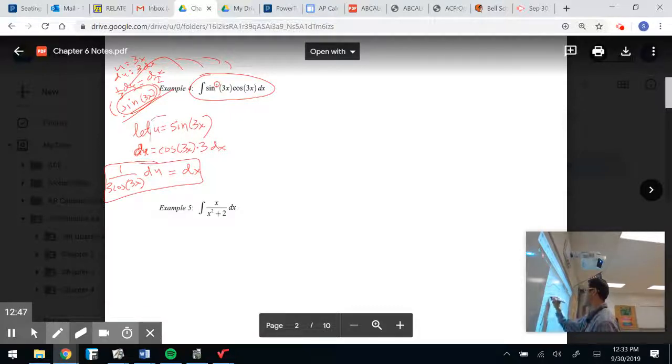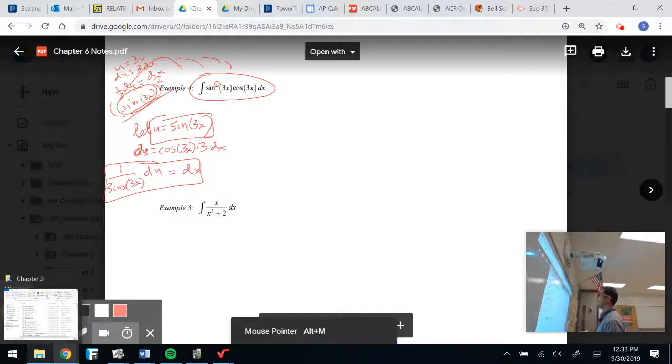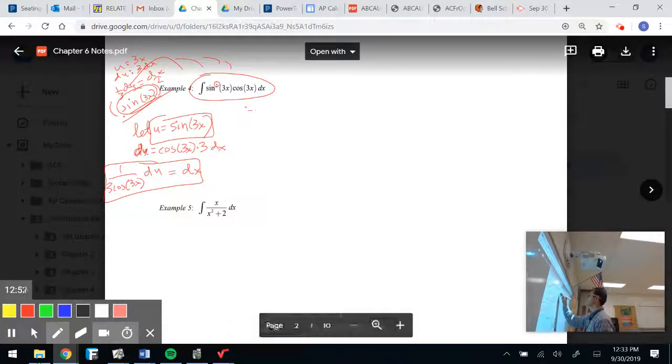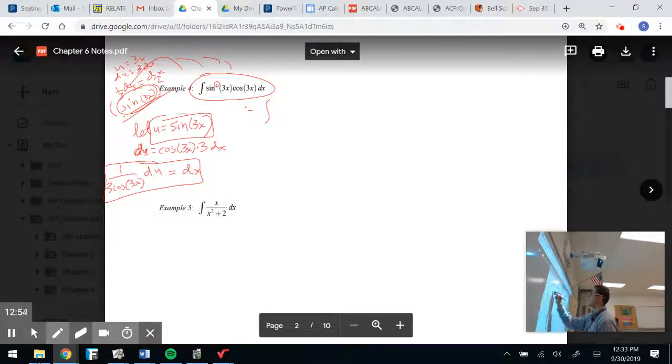You box your dx, you box your u. And watch how much it cleans up when I do that. I get the integral. Okay, I'm going to substitute that in for there, and I'm going to substitute my dx in for there. Everything else has to stay. So I end up getting u squared, right? And then I still have this cosine here, right? I'm not substituting anything in for that, but my dx is 1 over 3.